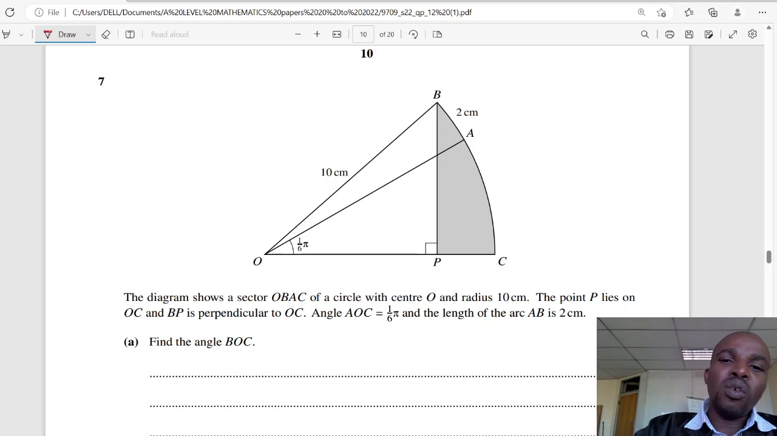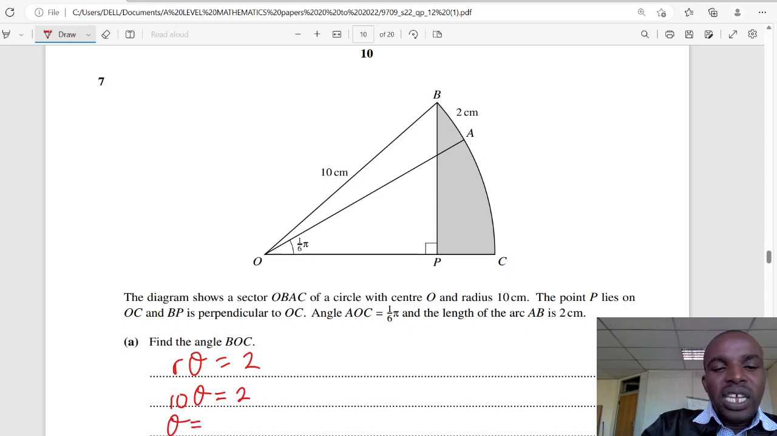Right, you want to find angle BOC, but we're given the arc length. Arc length AB is 2 centimeters. So arc length is r theta, and the radius is 10. So r theta equals the arc length, which is 2. The radius is 10, so theta is 2 over 10, which equals 1 over 5. So this is the angle A. It's 1 over 5.